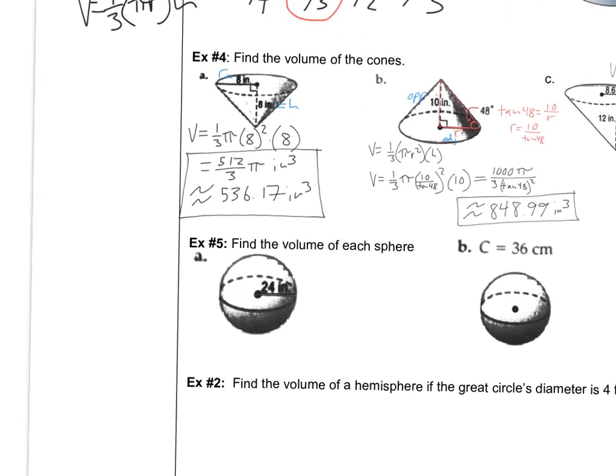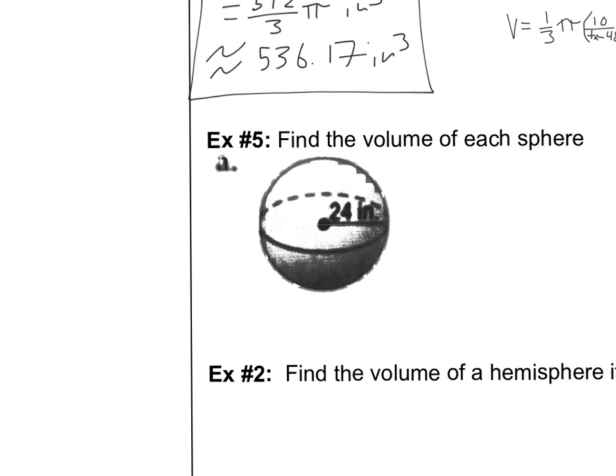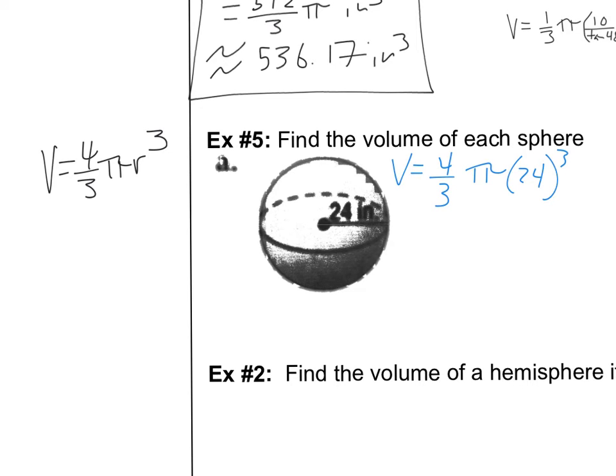Ooh, now we get to talk about spheres. So in the formula page, we talked about that the volume of a sphere is 4/3 pi r cubed. So really all you need for this is the radius. In this picture, they give us the radius right here. It's 24 inches. So let's go ahead and just plug that in. It'd be 4/3 times pi times 24 cubed.